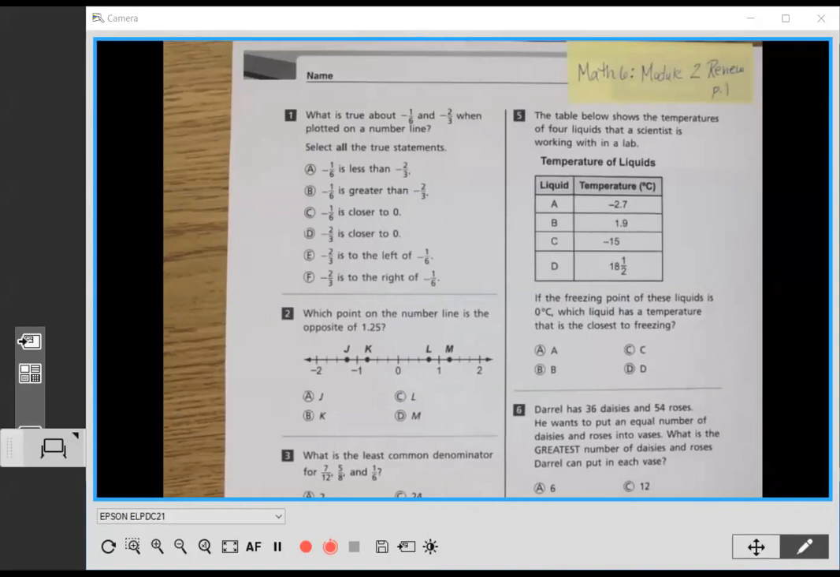Okay, today we are looking at Math 6 Module 2 review. And we are looking at number 1. What is true about negative 1/6 and negative 2/3 when plotted on the number line? Select all of the true statements.